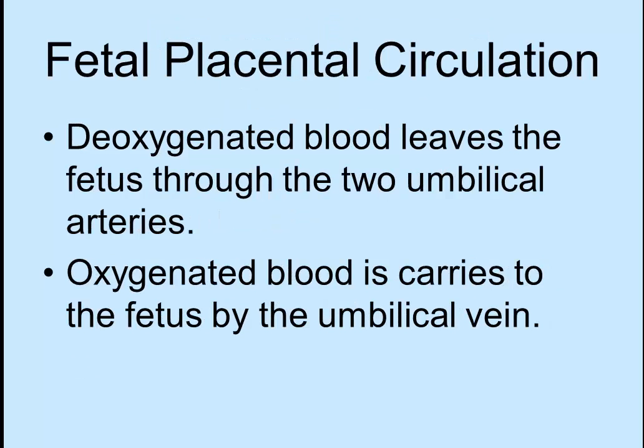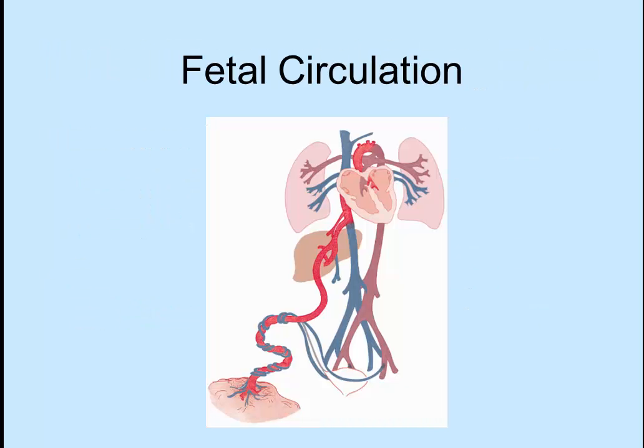The fetal placental circulation: deoxygenated blood leaves the fetus through the 2 umbilical arteries, and the oxygenated blood is carried to the fetus from the umbilical vein. Here you can see a picture of the fetal circulatory circuit. That is on page 229 of McKinney.